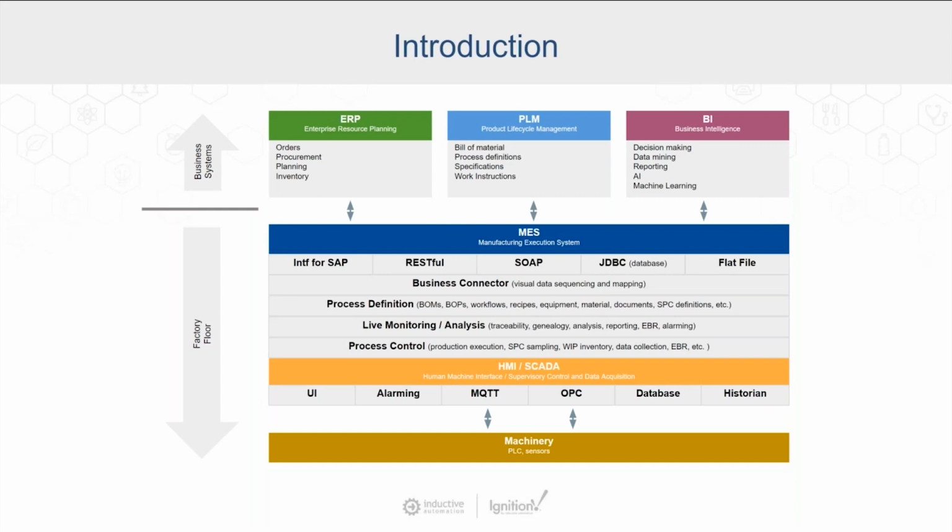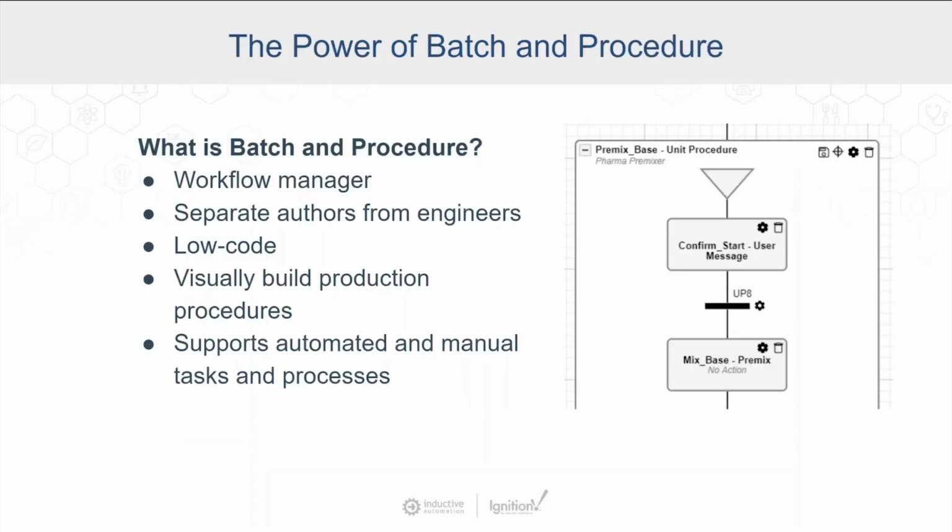So we take that information or push the information back up to the enterprise, and we use it to help run the equipment on the floor to translate what comes out of all of these business systems into usable information for manufacturing. So batch in particular, and I want to make sure that everyone understands that this is batch and procedure. So we'll talk about procedural manufacturing a little bit as well.